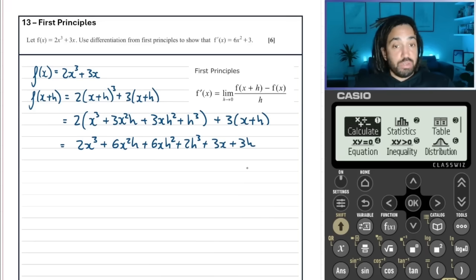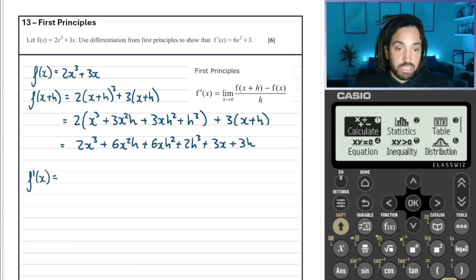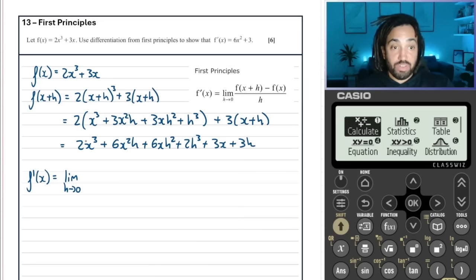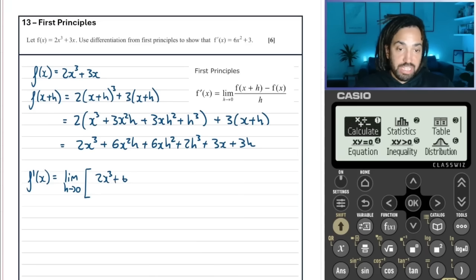Doesn't look like we could do any simplifying there, so that is what it is. So now I can say that the derivative function is equal to, using the formula, the limit as h tends to 0 of f of x plus h, which we now know is this very long thing here. So we'll just write this out again here.